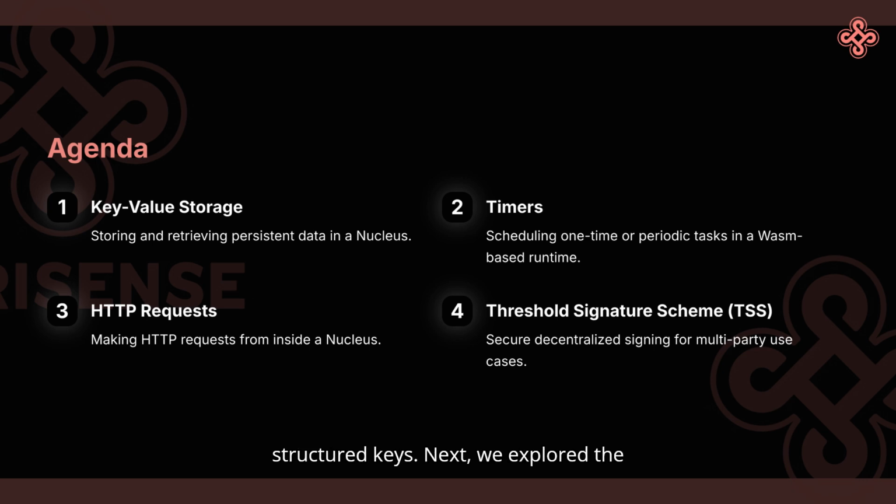Next, we explored the timer system. VariSense allows you to schedule tasks using the timer API, either one-time or periodic. You can set delays, define timeouts, and register callback functions that are automatically triggered when the timer expires. This is useful for background tasks like polling sensors or retrying network requests.